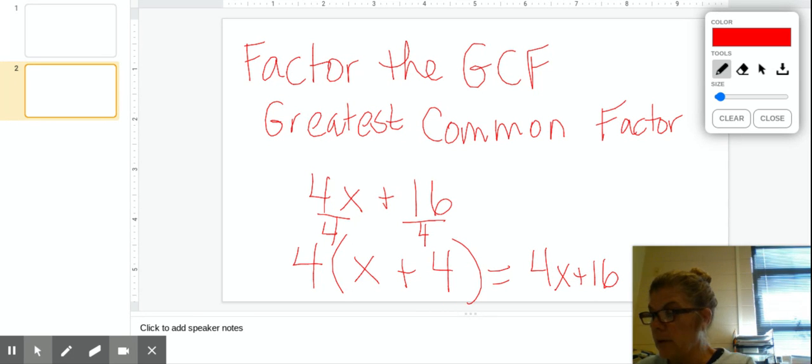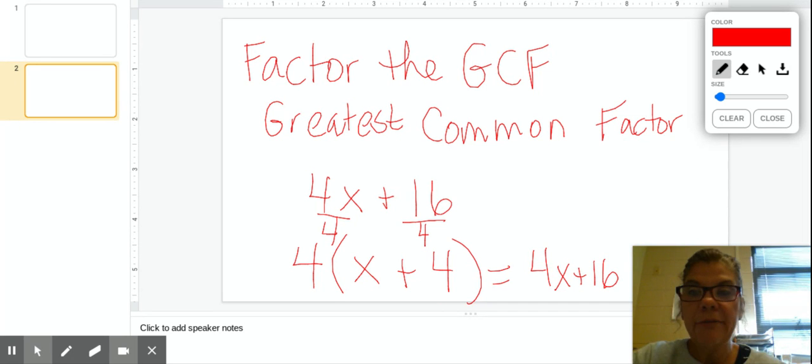Yes? All right. So, knowing that, let's talk about how to factor when things get a little trickier.